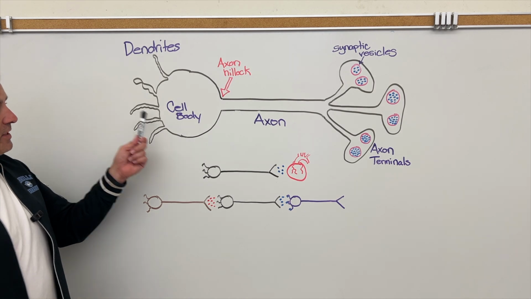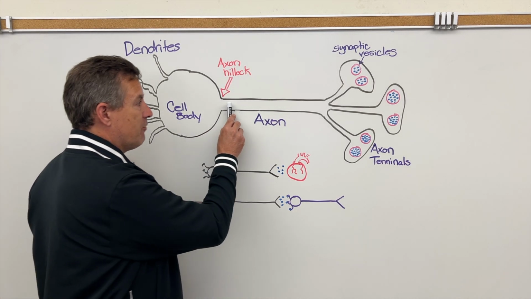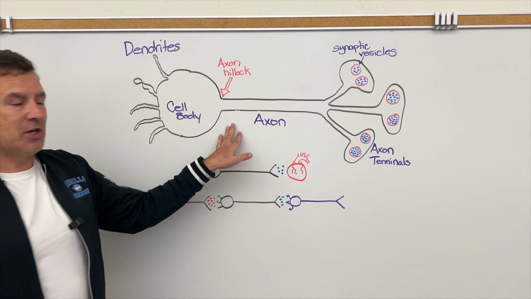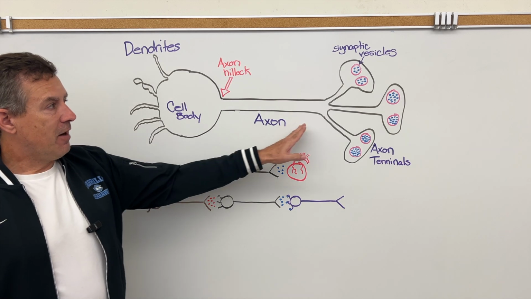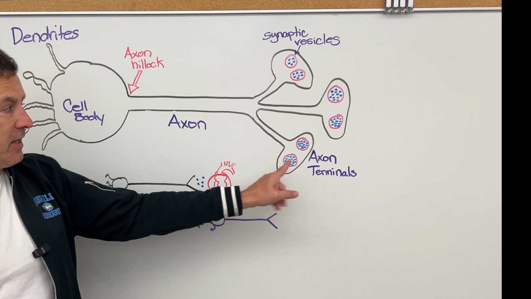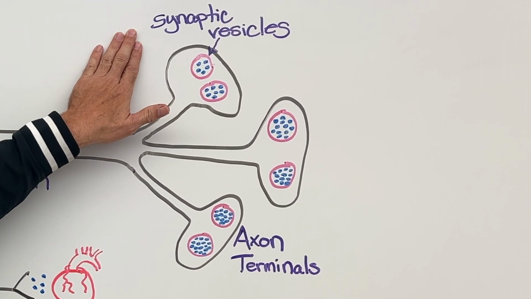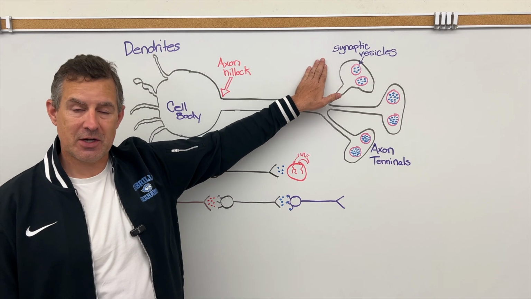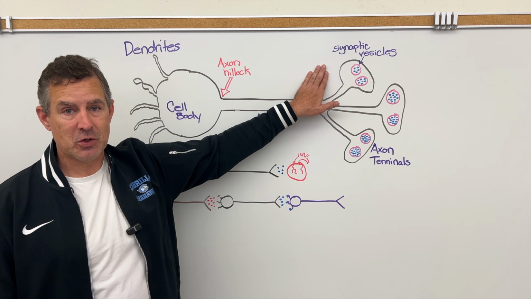So we have dendrites that are coming off the cell body. On the other side of the cell body, we have what's known as an axon. The axon is this long structure right here. Coming off the axons, we have the axon terminals. The axon terminals contain synaptic vesicles that are essentially secretory vesicles. Because we're in a neuron, we refer to them as synaptic vesicles.